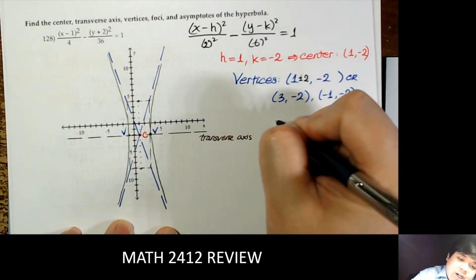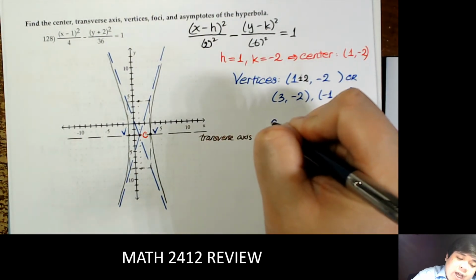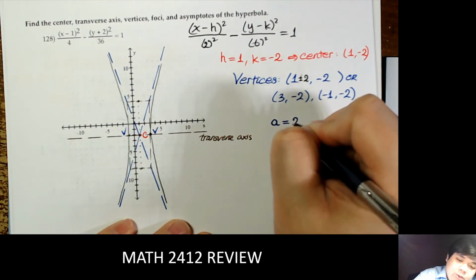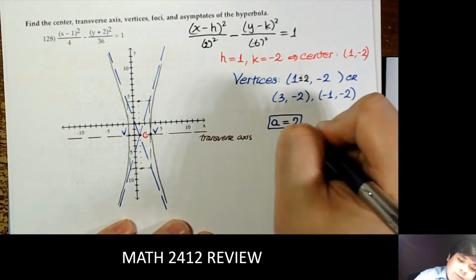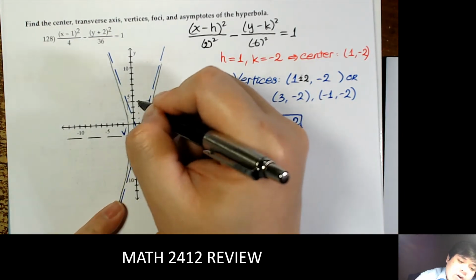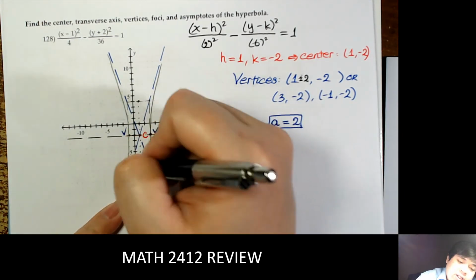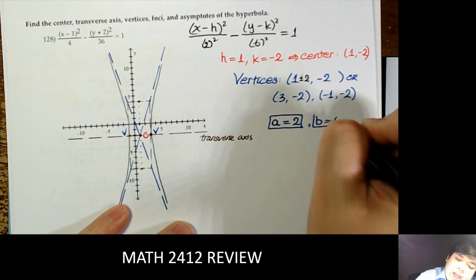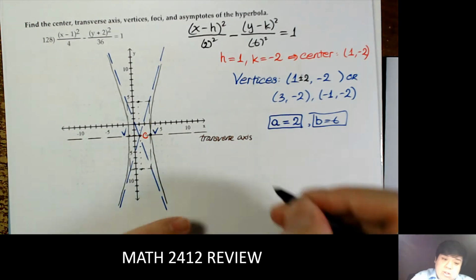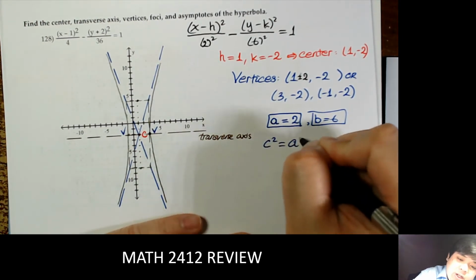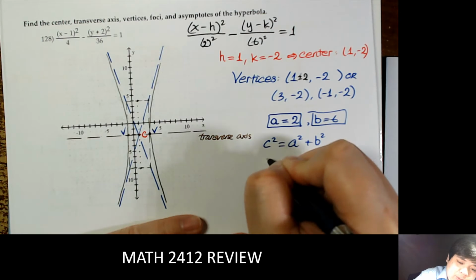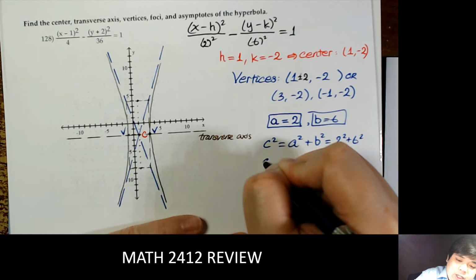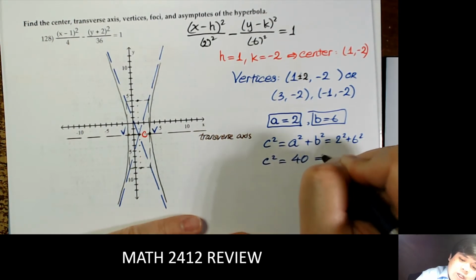So we have a from center to the vertex. Center to vertex is a, which is 2. And the other side we have 6 up and 6 down, and that is b. And c is going to be the biggest one, so c squared is a squared plus b squared. 2 squared plus 6 squared, so c squared is 40. So c is square root of 40.